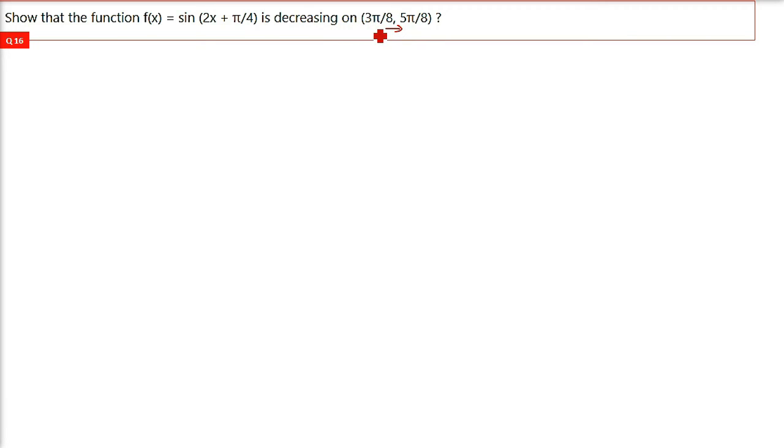So what are we going to do? First thing is to differentiate. Increasing, decreasing means differentiation. The first thing has to be differentiate. So sin theta differentiation is cos theta. That is cos(2x + pi by 4). Then we have to differentiate 2x plus pi by 4, so it will be 2. Now this f dash x should be less than 0. In order for this to be decreasing, it has to be less than 0.